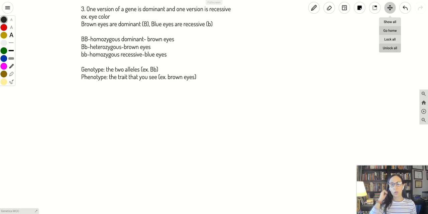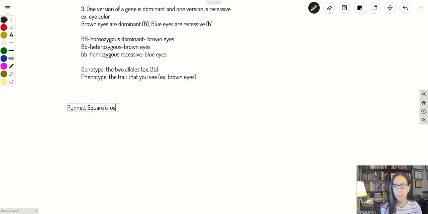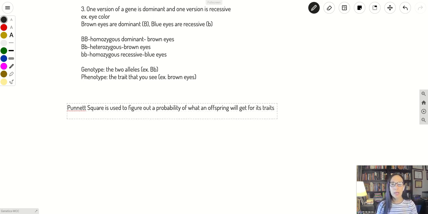eyes. Okay. So first I want to tell you that there are two tools we use to answer questions. The first one is called a Punnett square. You might have heard of this before. A Punnett square is used to figure out the probability of what an offspring will get for its traits. Basically, a Punnett square looks at the mom's alleles and the dad's alleles, finds all the possible combinations of those alleles, and then gives you a probability. Like, you'll more often have this trait versus this trait, for example.